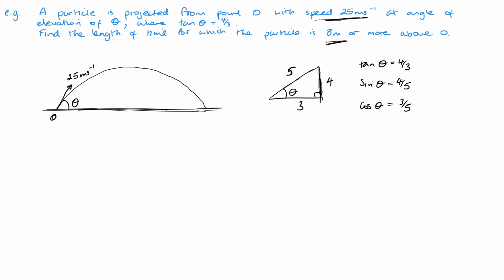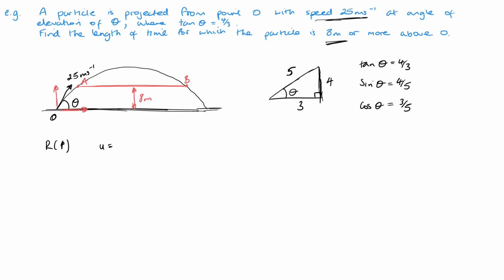Now, we're looking for the length of time in which the particle is 8 metres or more above O. So there's this line that is going to be 8 metres high, and we want to find these two points. I'm just going to call them A and B. We need to find the length of time between these two. This means we need to resolve vertically, so I'm going to take up as my positive direction.